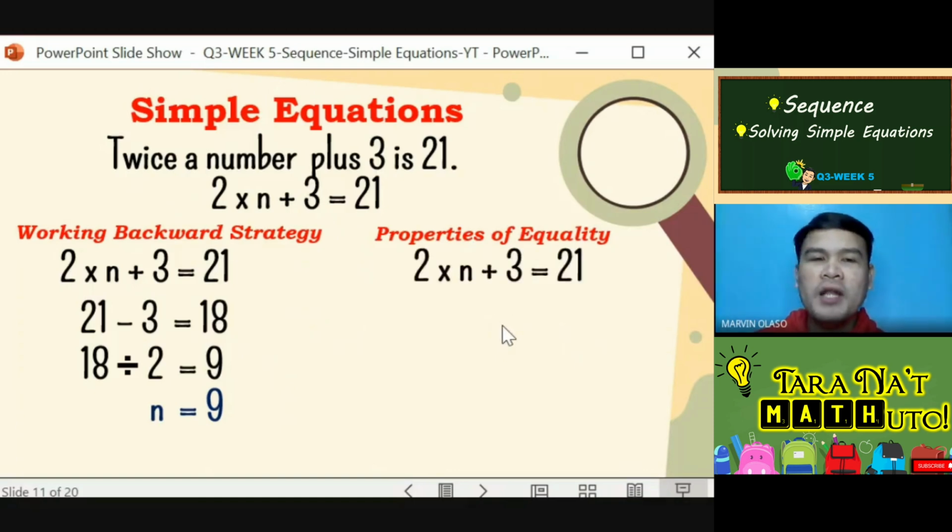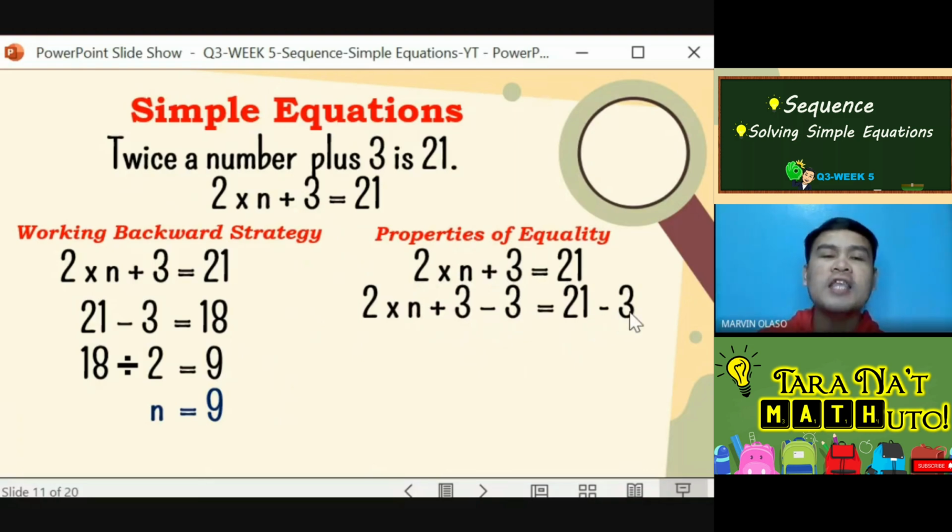2 times n plus 3 equals 21. Since there are two operations in the left expression, you choose which first to apply. Bahala kayo kung subtraction muna, minus 3, or yung division property, divided by 2. So, let's use now or choose subtraction property. Okay? Subtraction property of equality. So, we subtract 3 both sides. We have minus 3, another minus 3. Ayan, yun ang ating inuna.